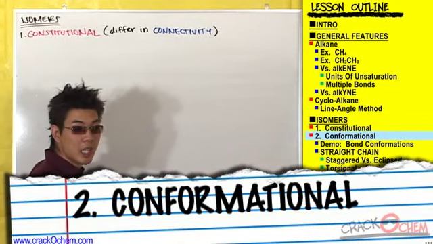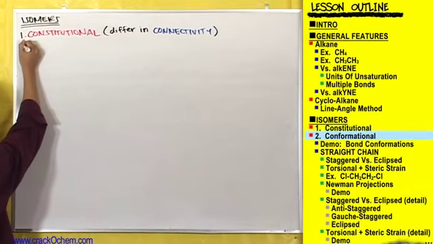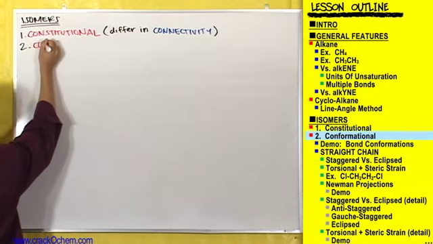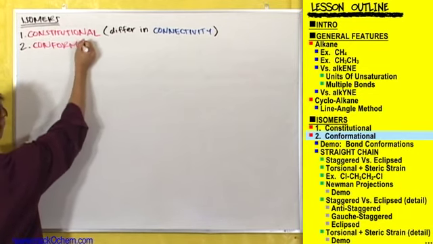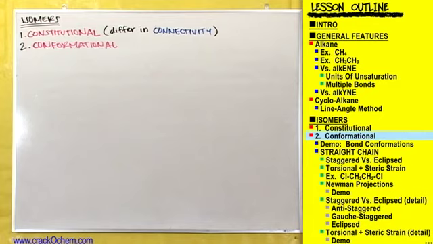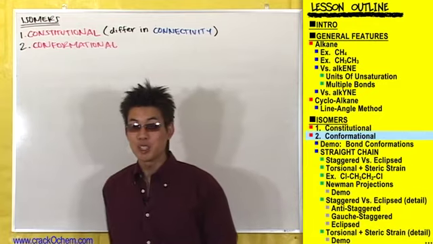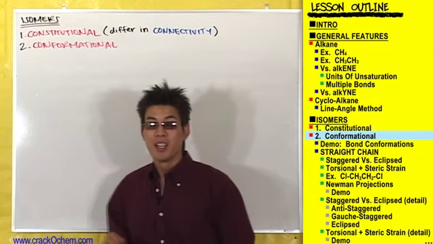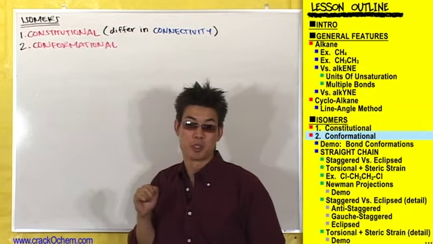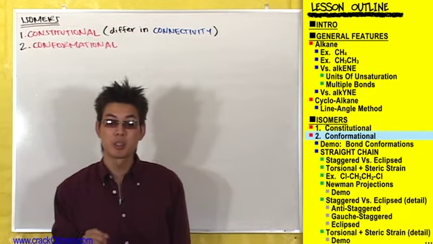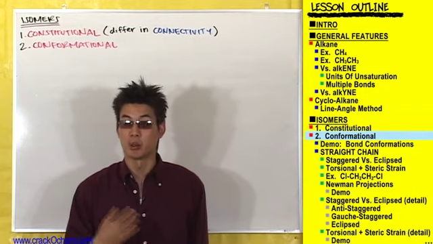Okay, so this next type of isomer is called a conformational isomer. And we said that isomers are pretty much the same compounds, but they differ a little bit, right? So how do conformational isomers differ from each other? All right, well, we say that conformational isomers differ in rotation, the rotation of their bonds.